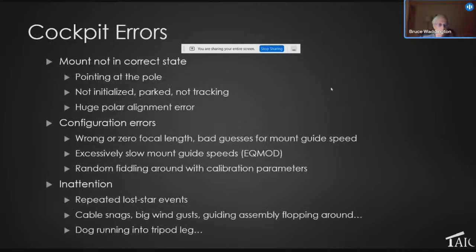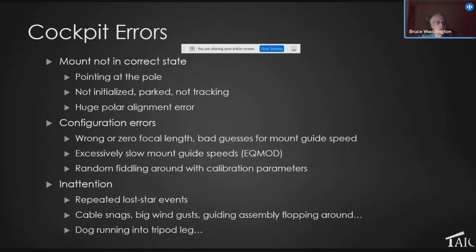So the first class of problems that typically show up is what I refer to as cockpit errors. And these are operational mistakes that people make that interfere with the ability of PHD2 to do a calibration. So examples, well, the mount may not be in the correct state. It may be pointing at the celestial pole. It might not be initialized. It might be parked. It might not be tracking at the sidereal rate. Or it has a huge polar alignment error. Maybe instead of being polar aligned, it's just randomly pointing off at some place in the sky. Those are all non-starters. You can't do these things and expect to get a usable calibration result.